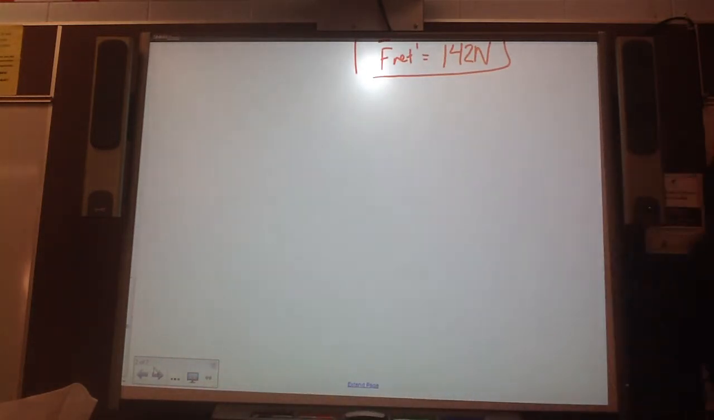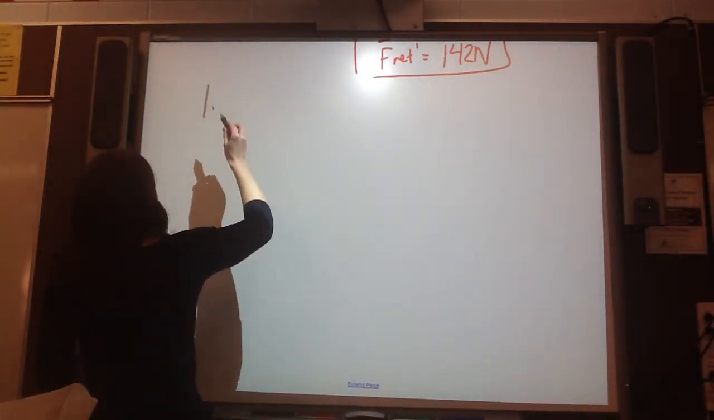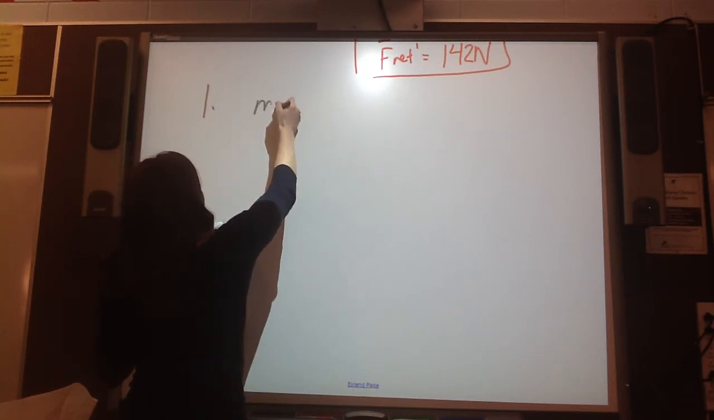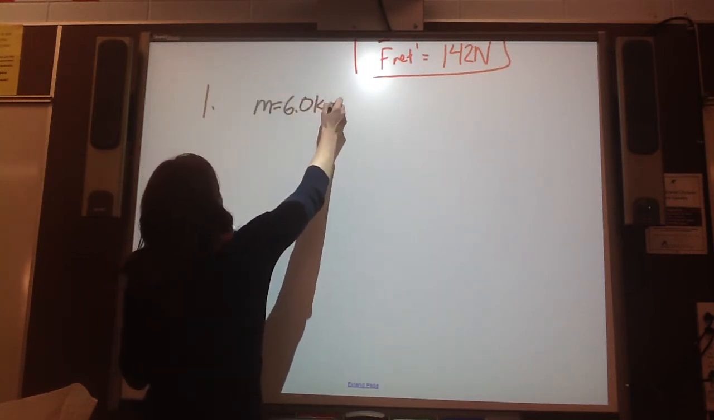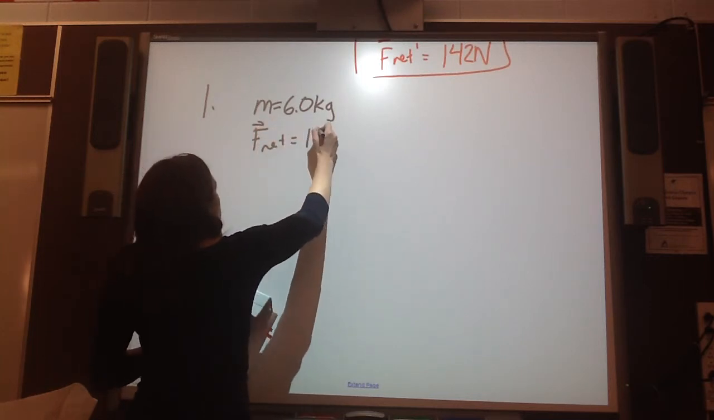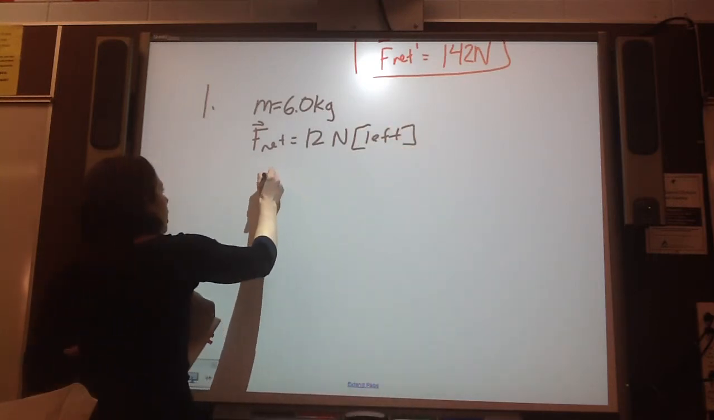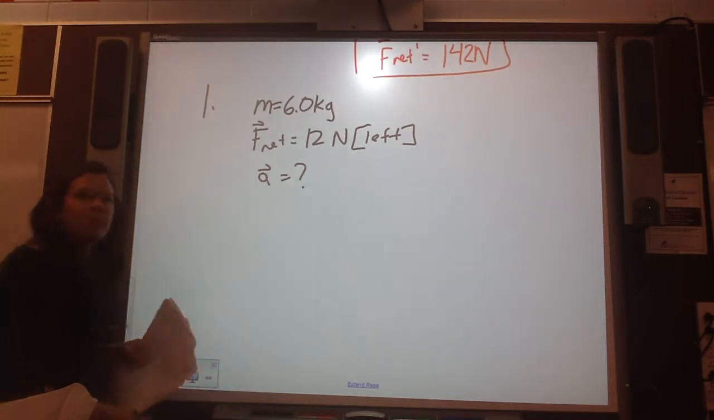Okay. So, practice problem 1. So this is just straightforward. The net force acting on a 6 kilogram grocery cart is 12 newtons left. Calculate the acceleration of the cart. So, what do we know? We know the mass is equal to 6.0 kilograms. We know that F net is equal to 12 newtons left. I'm trying to find a.